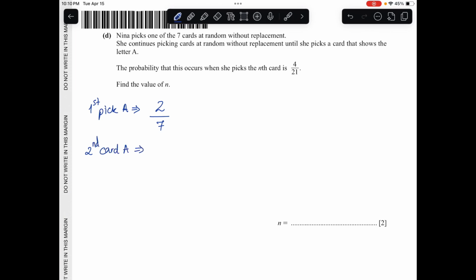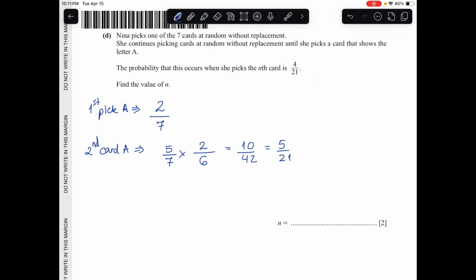Let's say the second card she picks is letter A. That means the first card should be something else, which would be 5 out of 7. Now this is again without replacement. We said that the first card she picks is not letter A, so it could be any of the other cards, which is 5 out of 7. Then the second card she has to pick letter A, so this would be 2 out of 6. So this gives me 10 out of 42, which in simplest form would be equal to 5 out of 21. So this is still not 4 out of 21.